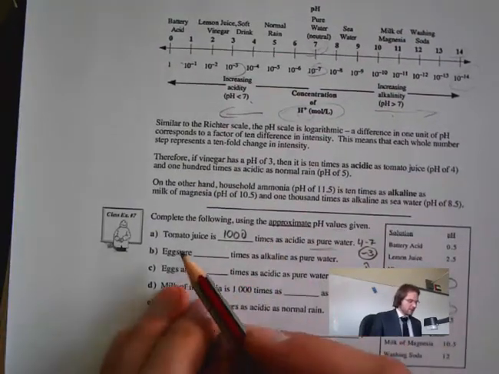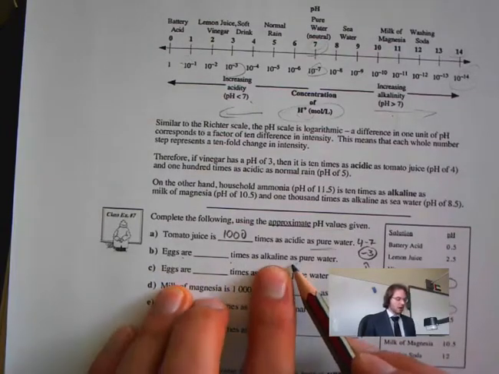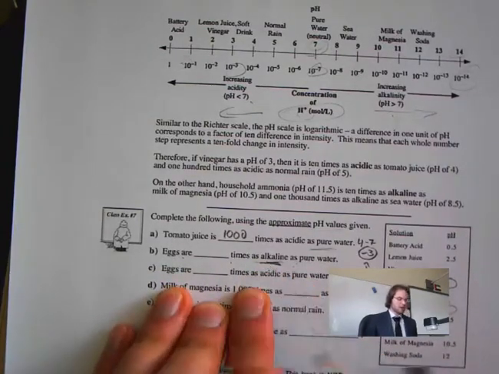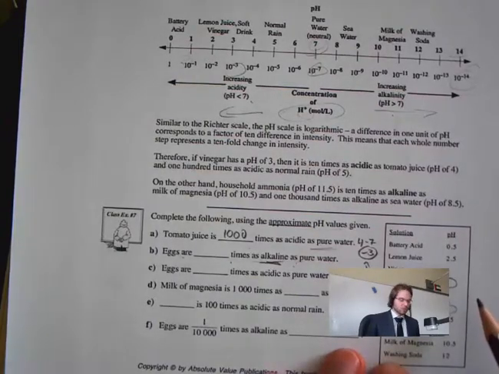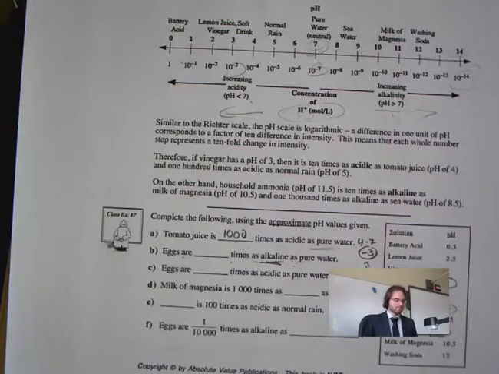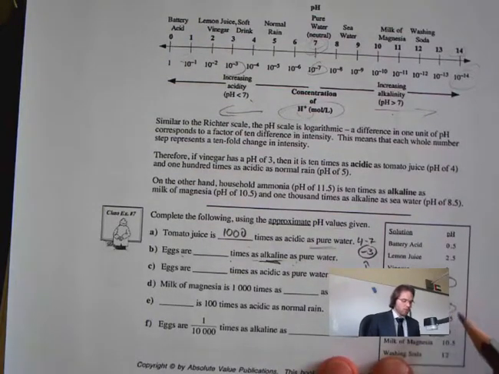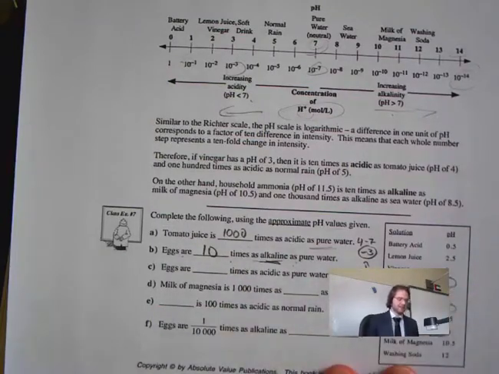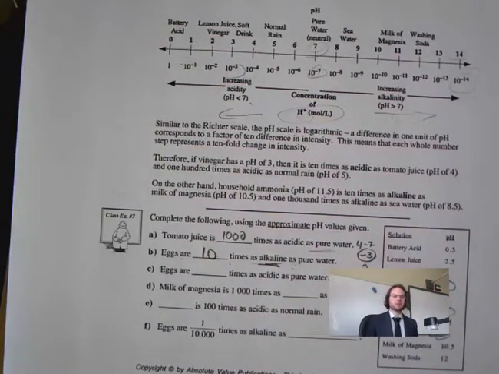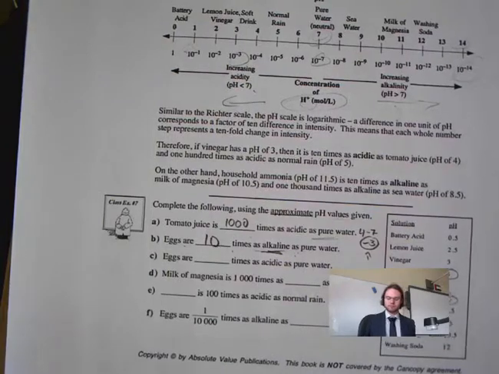Now, let's take a look at the next one. It says eggs are how many times more alkaline, a base, than pure water. So it's the opposite direction. So we take a look here. We have eggs down here, and then pure water. So they are 1 more alkaline. So they are 10 times more alkaline. 8 minus 7 is 1, so they're 10 times more alkaline.